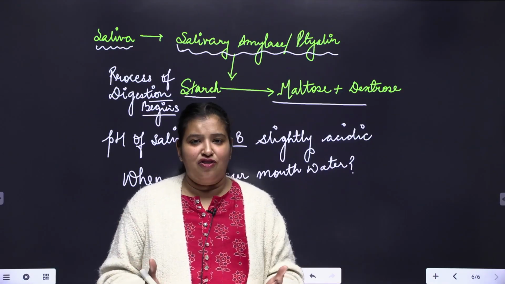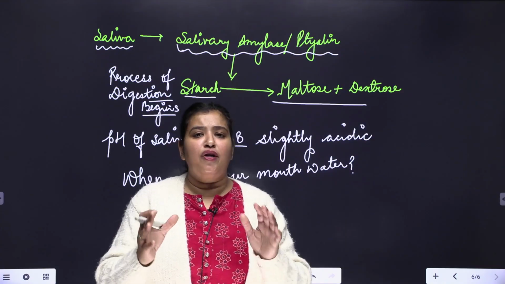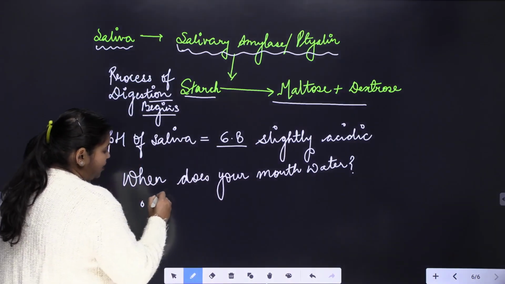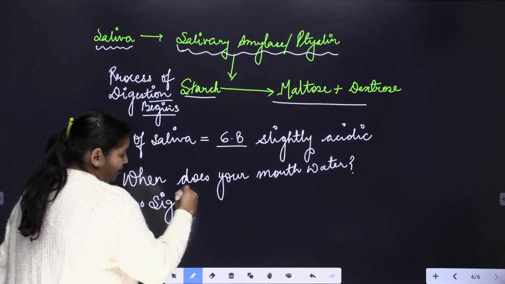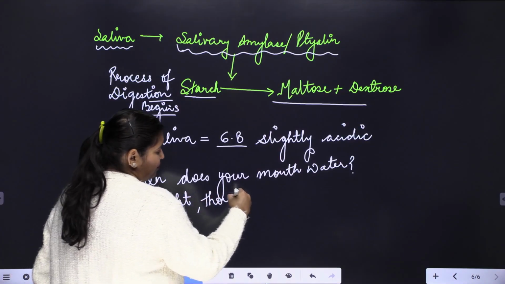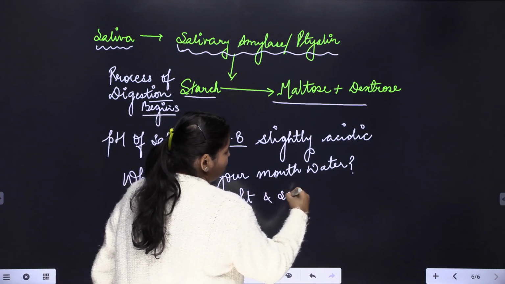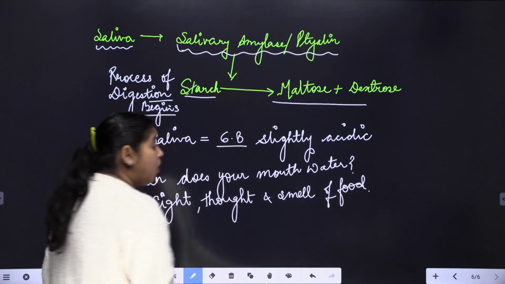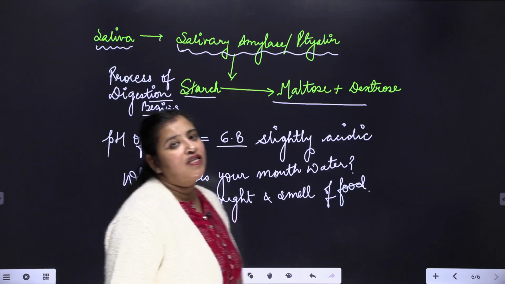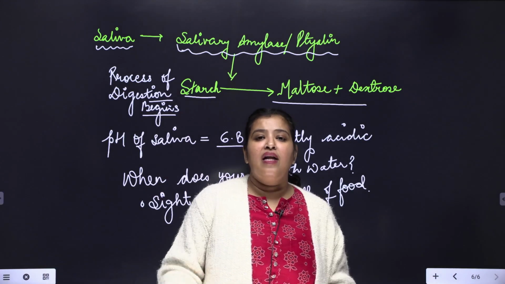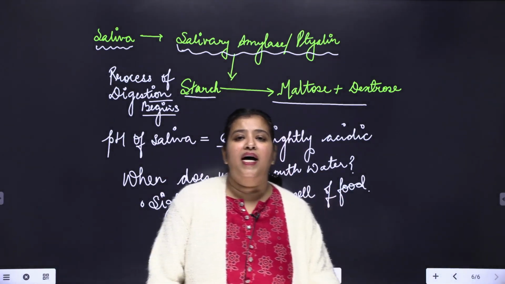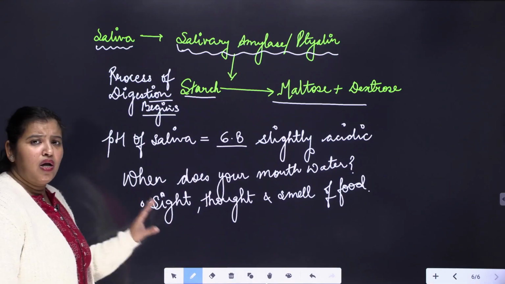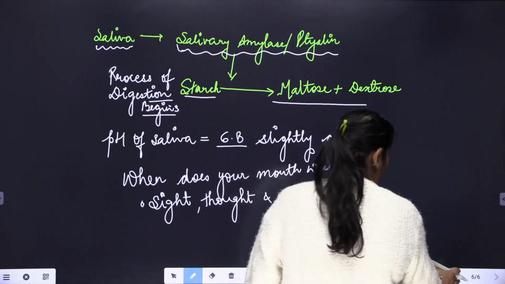So this is a reflex action. This is a reflex. You cannot control it, you cannot stop it. All right. So the watering of your mouth can take place with the sight, the thought, and the smell of your food. Any of these three or all three could collectively trigger secretion of saliva in the buccal cavity, what we say as my mouth is watering. All right. So this is all about saliva and salivary glands that you should know.